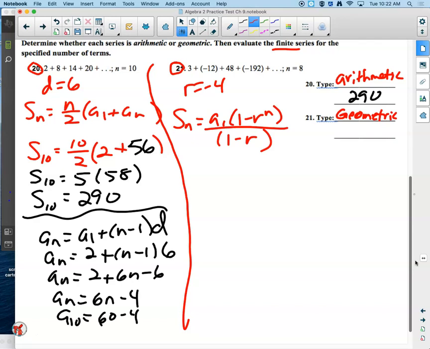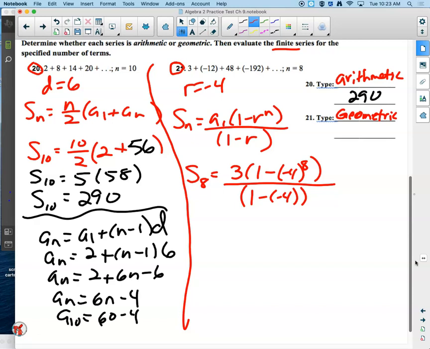Do we know how many? They said 8. Do we know the first one? It's right there. Didn't you just tell me what r was just a minute ago? Yeah, it's -4. But make sure you put that in parentheses or you're going to have problems. And then on the bottom, same thing. If you're just going to use a calculator on this, make sure you're putting parentheses around those negatives.